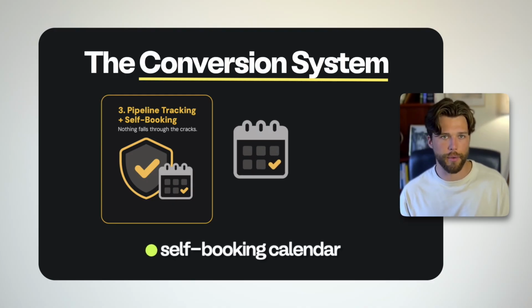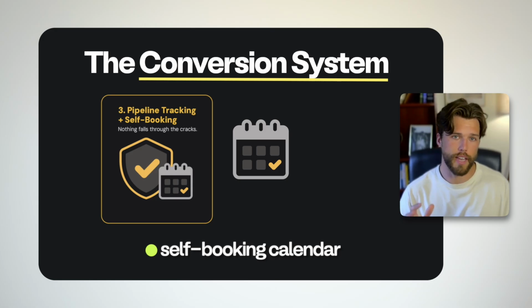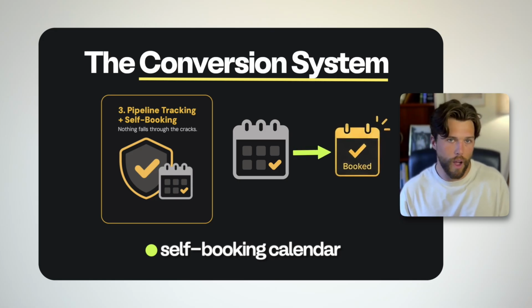Now, the second piece, this is the one that changes everything. It's a self-booking calendar. After someone completes the qualification survey, they see your available times and book themselves right then, while their intent is highest. No waiting for callbacks, no phone tag, no "I forgot I filled that out." They pick the time, they commit to it, and show rates go up because they took ownership. Compare that to calling someone hours later and hearing, "Oh yeah, I forgot I even filled that out."